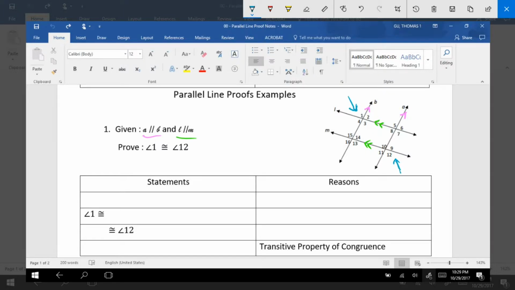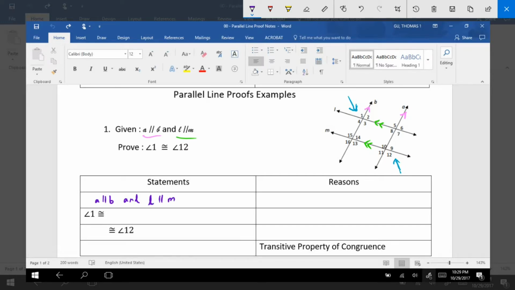So, how are we going to prove that angle 1 is congruent to angle 12? They gave you some hints in the statements, so let's get at this. First, what's going to go in the very first blank? Remember, the first blank is always the given, so I'm going to go ahead and write A is parallel to B, and L is parallel to M. Okay, I should probably make this cursive so you can see.